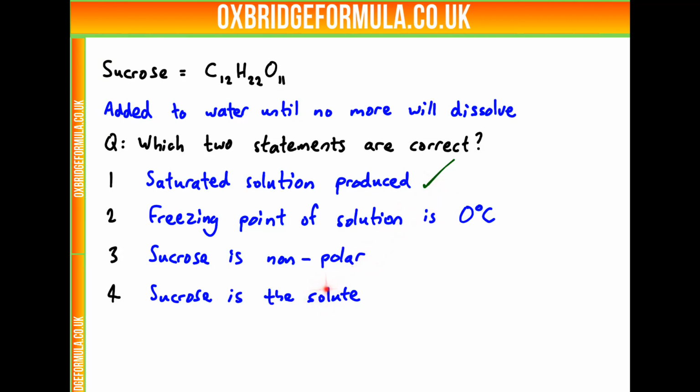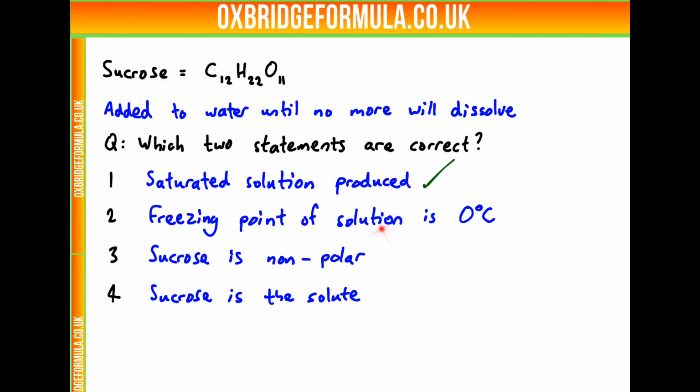Now statement 2 says that the freezing point of the solution is 0 degrees C. Is this correct? Well, the freezing point of water we know is 0 degrees C at atmospheric pressure. Is that true of this solution as well? Well, we should be thinking that this won't be true because we're clearly going to change the properties of the water by dissolving sucrose in it.